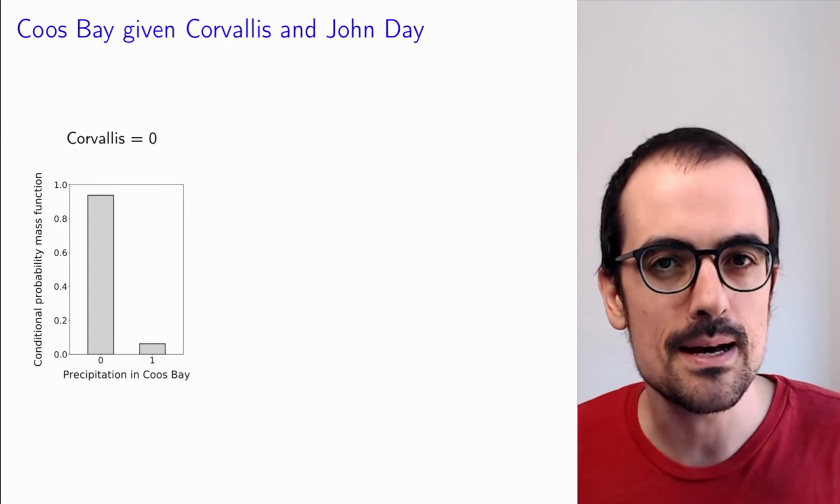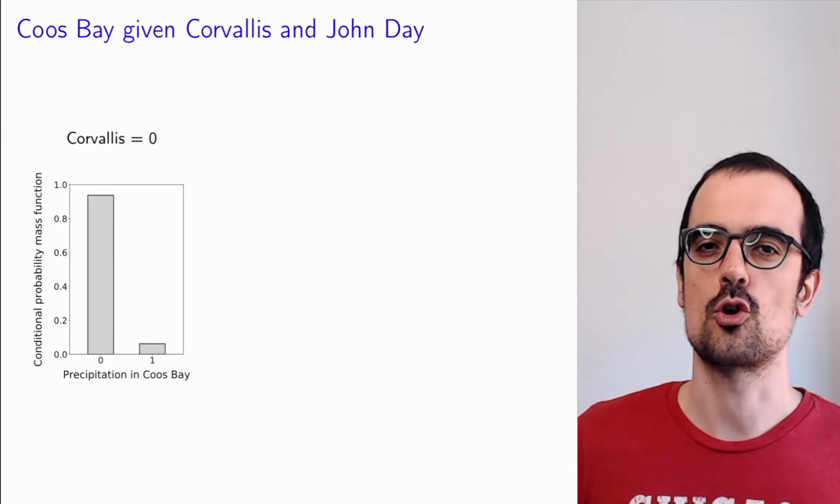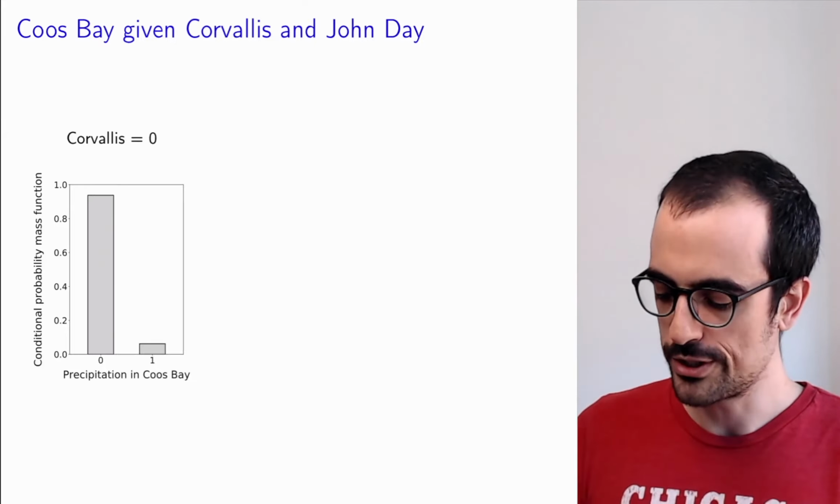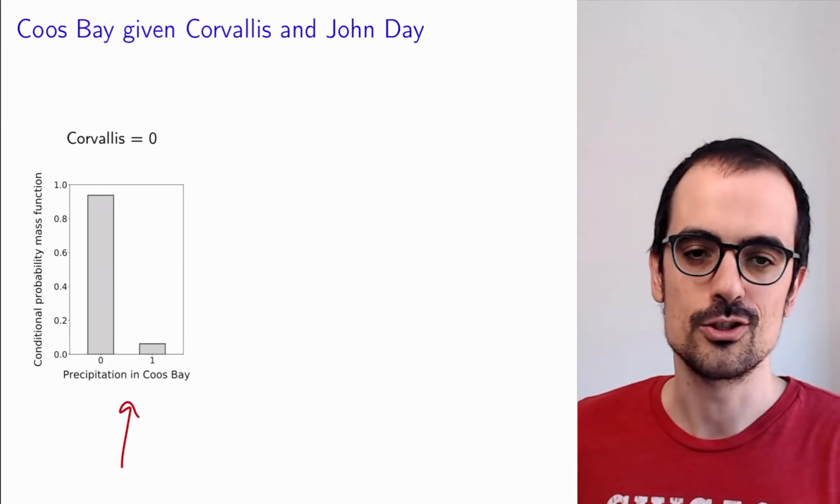Now let's see what happens if we condition on Corvallis. So here we're only conditioning on Corvallis. Corvallis not raining.